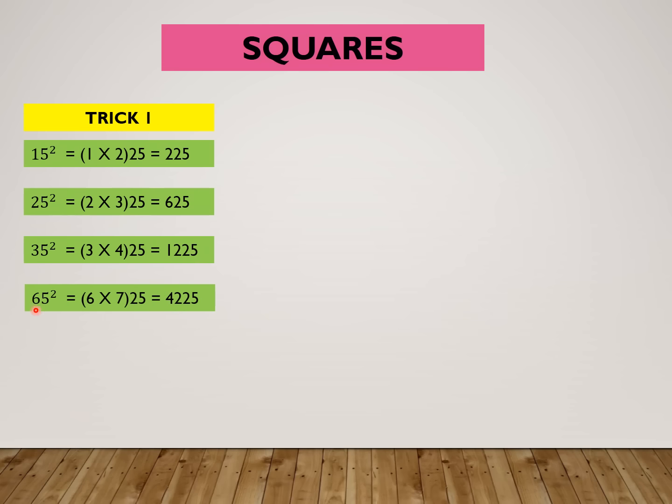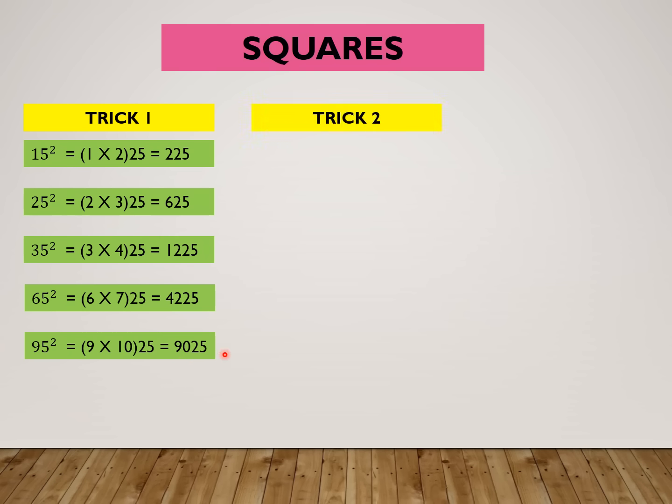One more example, 65 square. 5 square, 25. 6 into 7 is equal to 42. So your result is 4225. Last example, 95 square. 5 square is 25. 9 into 9 plus 1, that is 10. So your result is 9025.